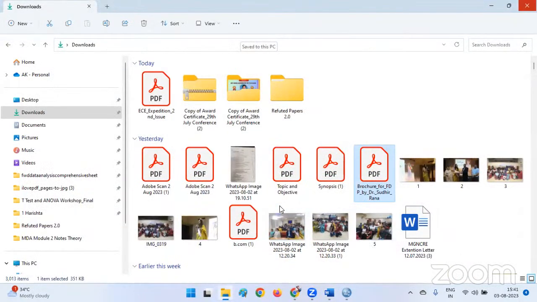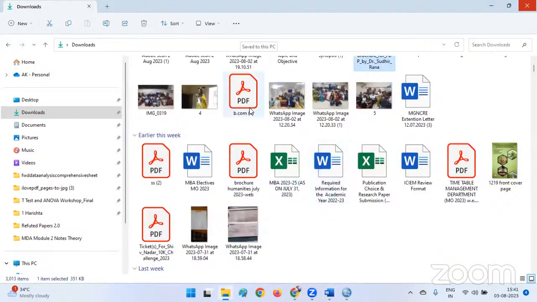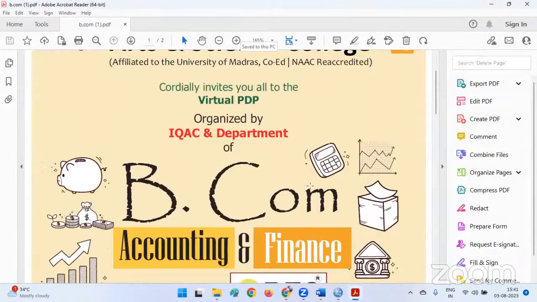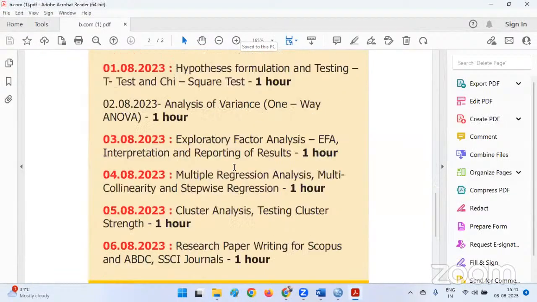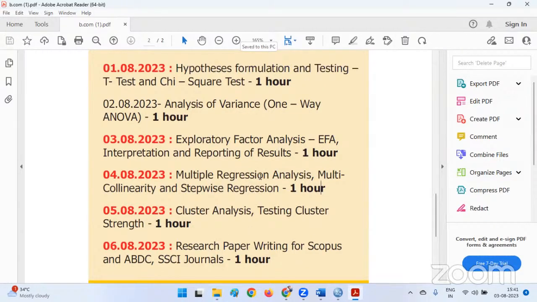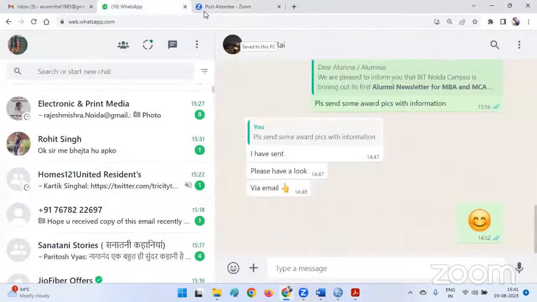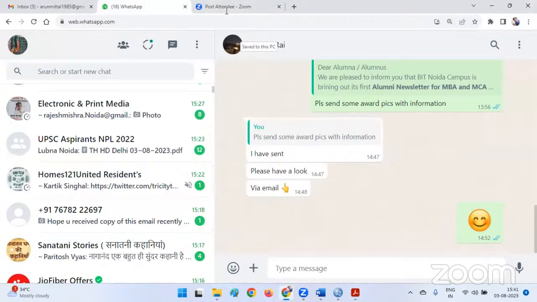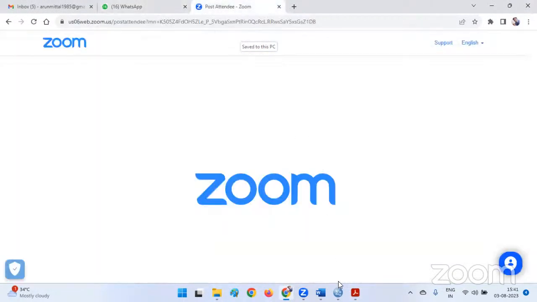So let's meet tomorrow. Okay, ma'am. Shall we wind up? We have the topic for tomorrow: multiple regression. We'll discuss it thoroughly, including multicollinearity and stepwise regression. Absolutely fine. So tomorrow we'll discuss this, and then cluster analysis, and then research paper writing. Okay, sir. All right, then we'll wind up here.